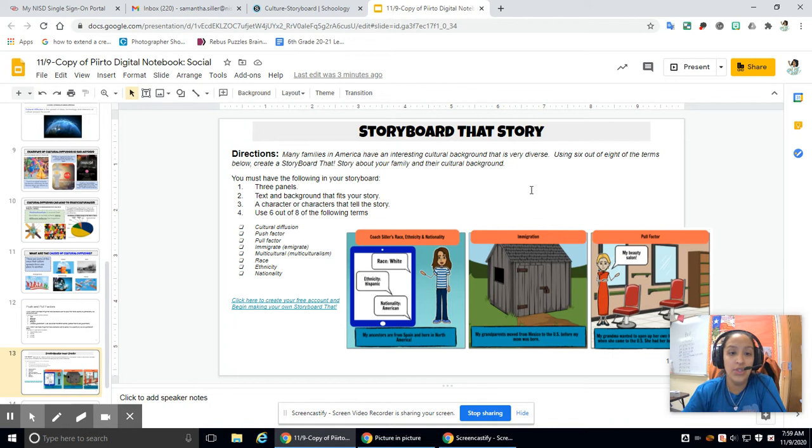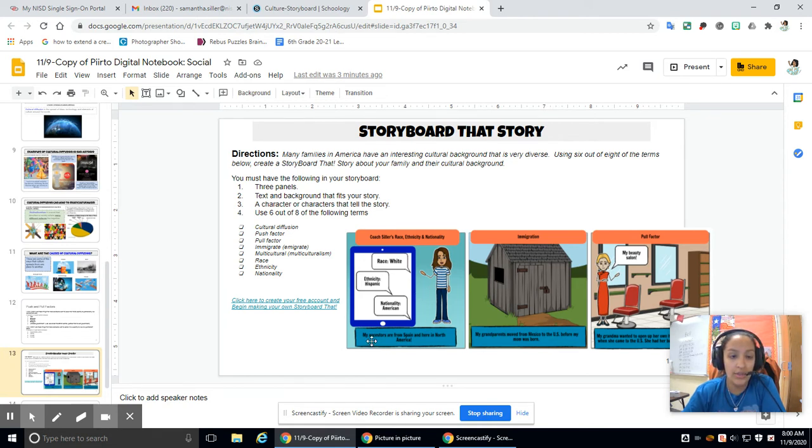And then today, this is what you're going to do, which is a storyboard. So many families in America have an interesting cultural background that is very diverse. You're going to use 6 out of the 8 of the terms to create your own storyboard. And so out of these right here at the bottom, you're going to use 6 of them. And here's my example. I've used race, ethnicity, and nationality all in one. So there's 3 already.